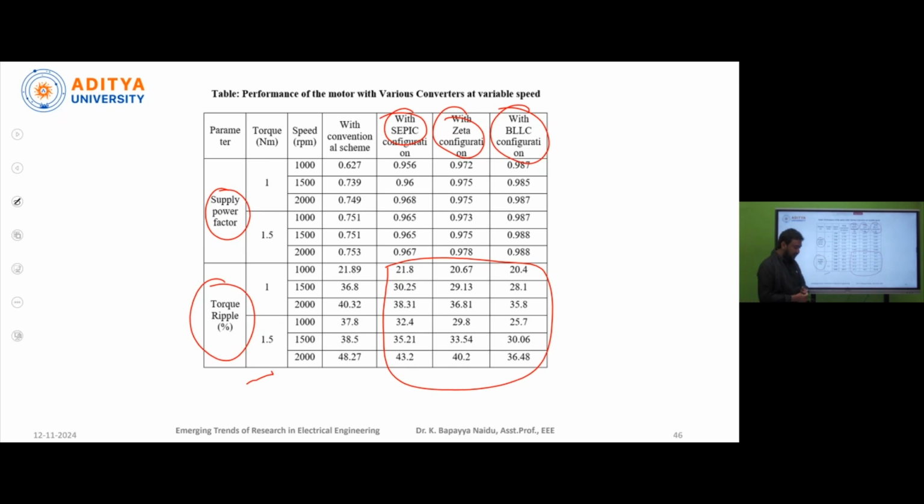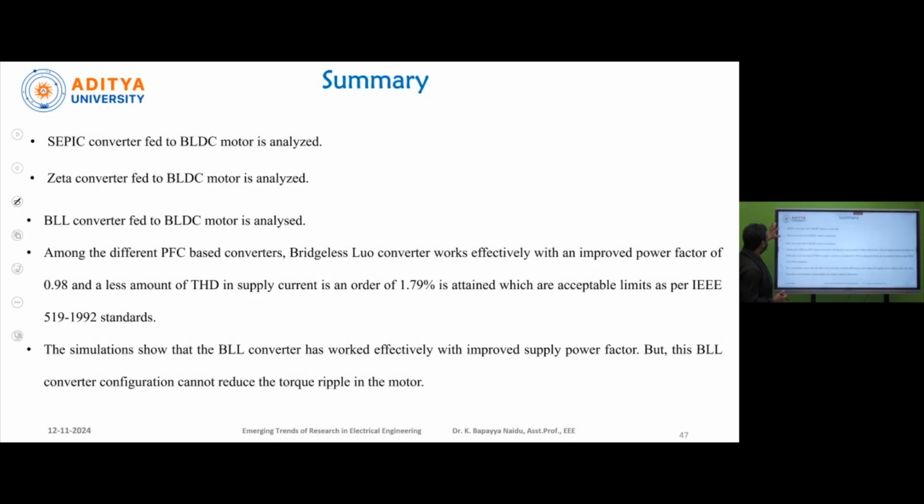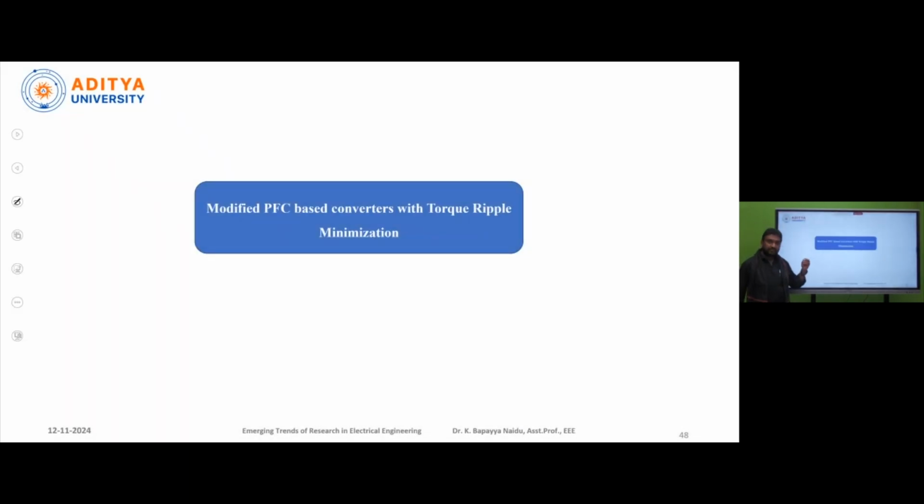Now, you will get one doubt, sir, what is the use of these power factor converter topologies? Is there any method for improving both power factor and reducing the torque ripple? I can say that yes, there are so many methods. Now, we are going to discuss modified power factor corrected based converters with torque ripple minimization.